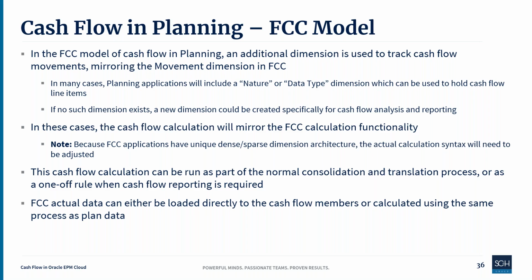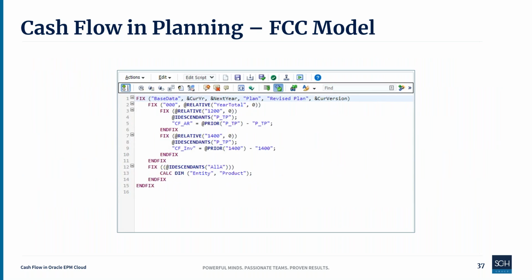You can then run that calculation as part of your normal consolidation and translation process or as a one-off rule. And the data can either be loaded from FCCS directly to those cash flow items or calculated the same way that the plan data is calculated. So those are our calculation methodology. And you can see here the same sort of thing where we have here for each cash flow member in our, I think we have a nature dimension here. We're setting that movement based on the change in our accounts. For example, here, our AR account.